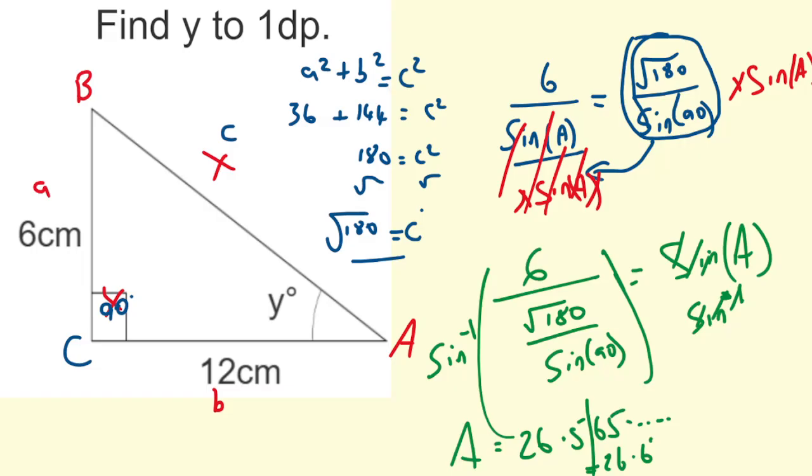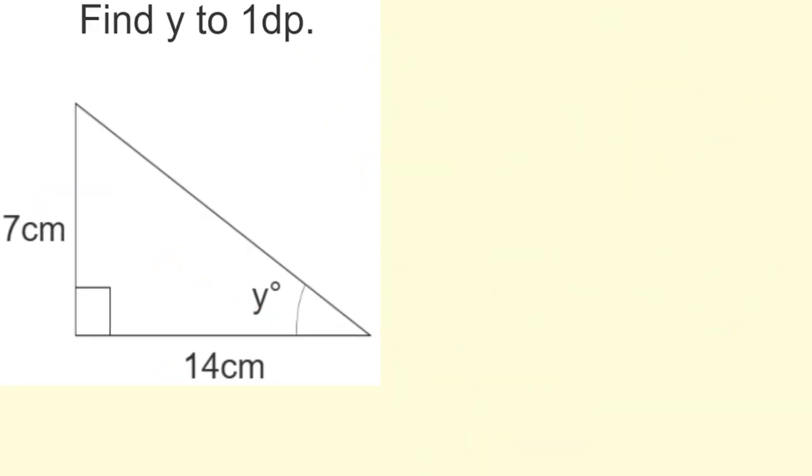Have a go at the next one, finding this missing angle. The sides are exactly the same that we're trying to find, so you will have to use Pythagoras if you want to use the sine rule on this one. So pause the video, see how you get on.